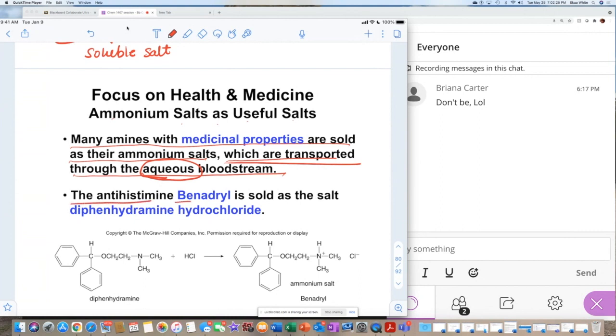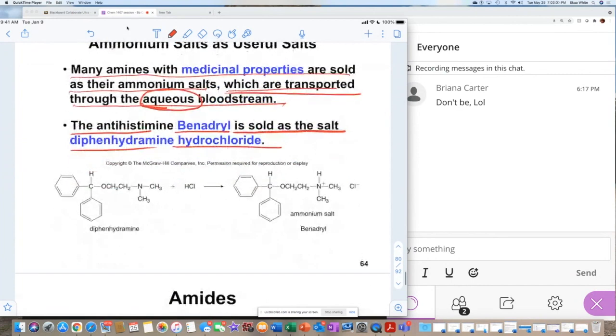So the antihistamine Benadryl, I've used that, is sold as a salt of diphenhydramine, hydrochloride. I don't usually teach this class a lot, so I haven't been pronouncing these words quite a bit. The point being that these salts are sold in the soluble form because your blood is aqueous. So you want to make sure the compound can dissolve in your blood, be transported, and distributed to different organs. So Benadryl is the salt version of diphenhydramine.